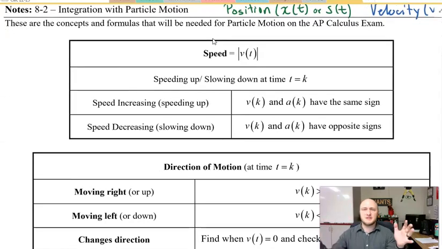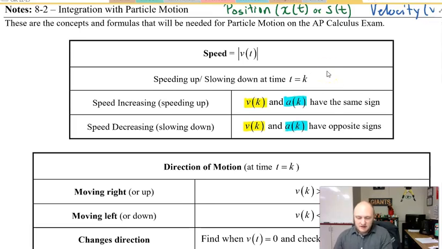Okay, so let's revisit some big ideas because it might have been a while. I want to talk about speed. Remember that speed is just the absolute value of velocity. Okay, so if you're ever asked about speed, it's the absolute value. But if you're ever asked if the object is speeding up or slowing down, speed increasing or speed decreasing at a specific value, what you need to do is look at the velocity and look at the acceleration.